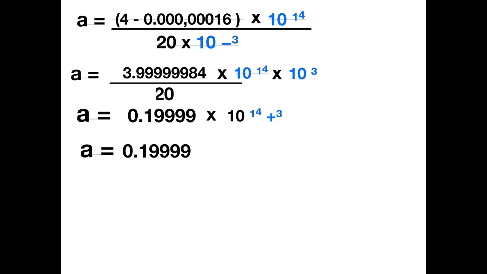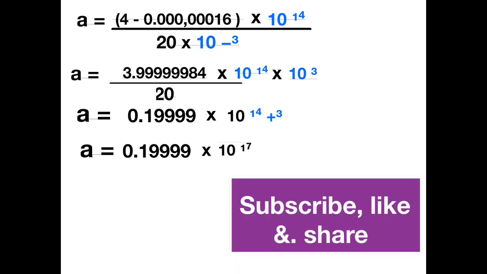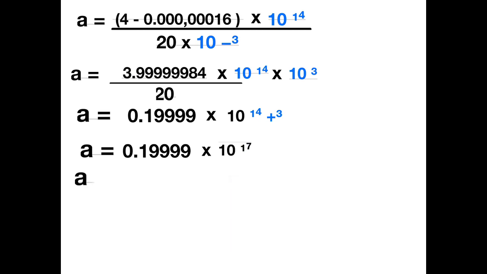So we get this number as 0.1999 into 10 to the power 17. So if we round off this number, this will become 0.2 into 10 power 17. Okay, it will affect the power again. Now you have moved the decimal one digit to the right.